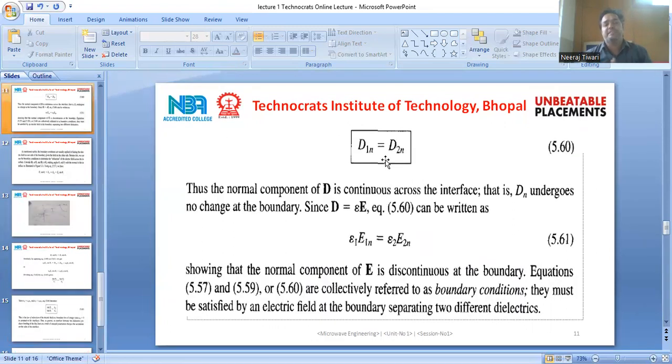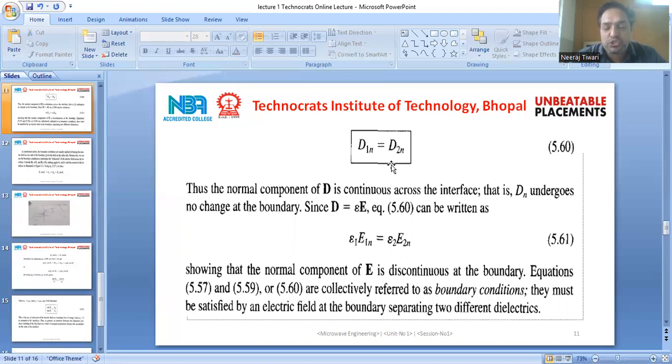So clearly, you can see for electric flux density, the normal component of electric flux density undergoes no changes across the boundary, or it is said to be continuous across the boundary.